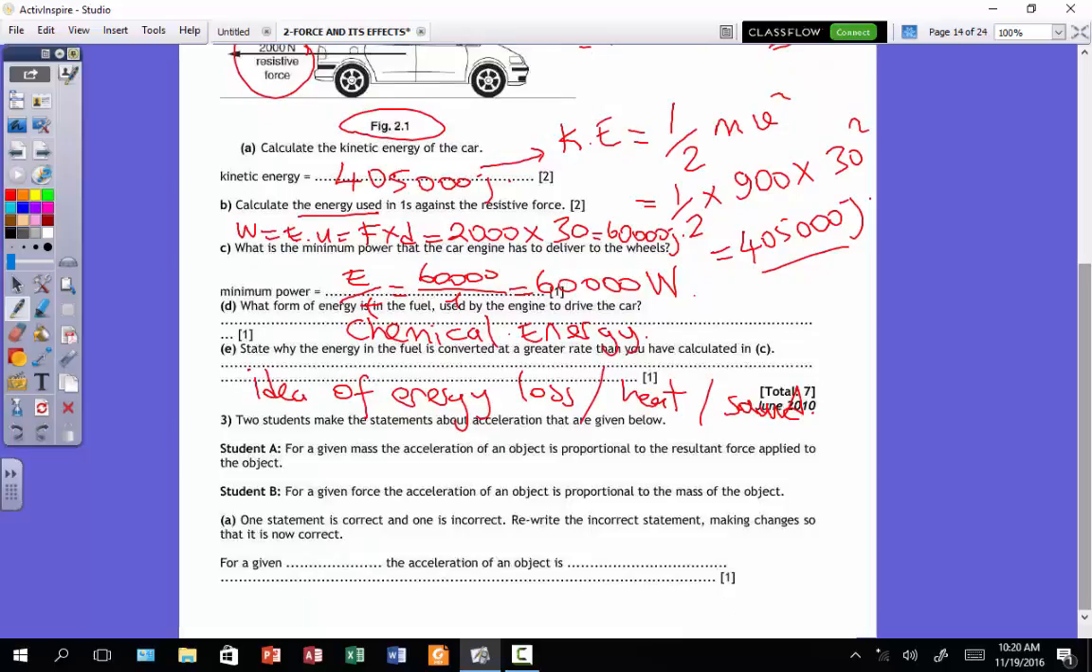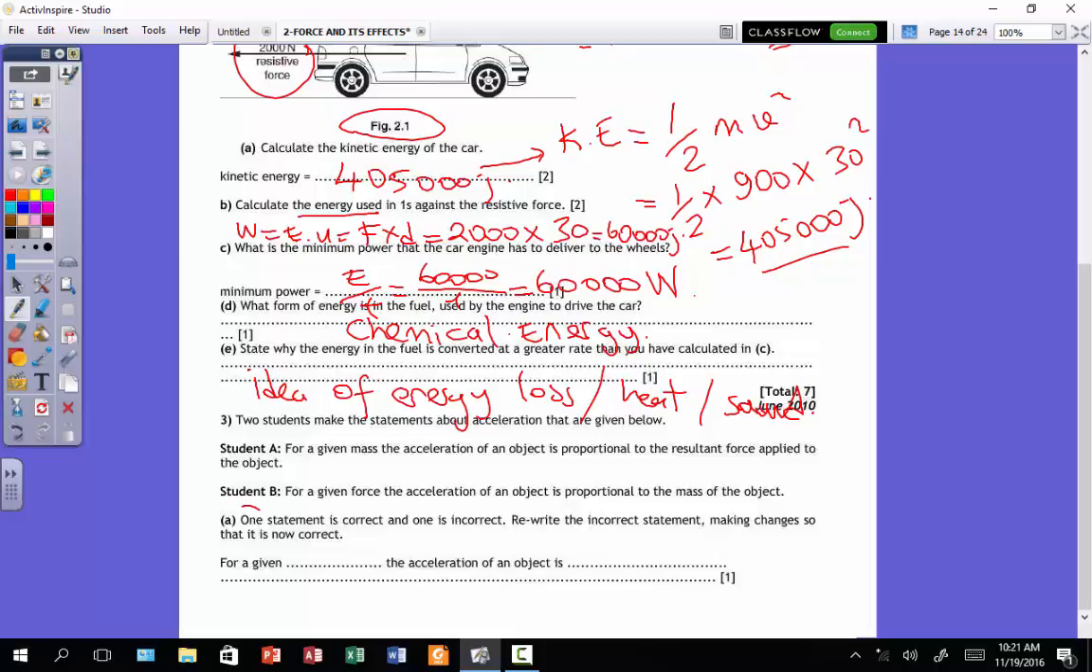Let's look at question 3. 2 students make statements about the acceleration that are given below. Student A says that for a given mass, the acceleration of an object is proportional to the resultant force applied to the object. Student B says that for a given force, the acceleration of an object is proportional to the mass of an object. One statement is correct and the other is incorrect. Rewrite the incorrect statement, making changes so that it's now correct.